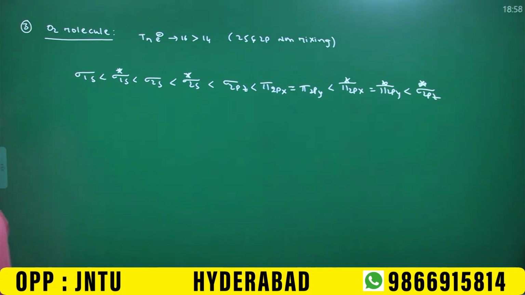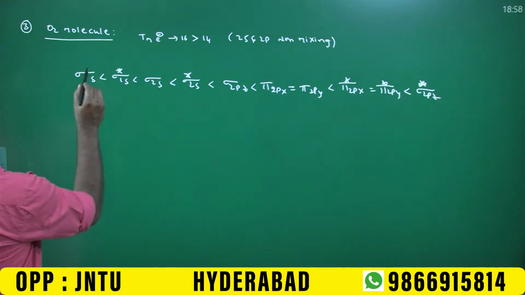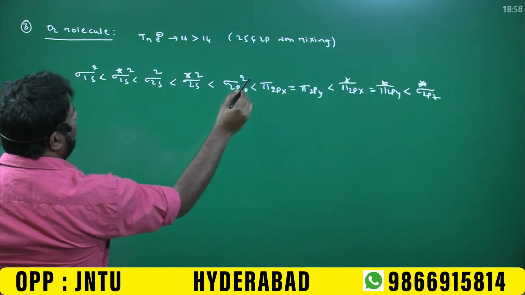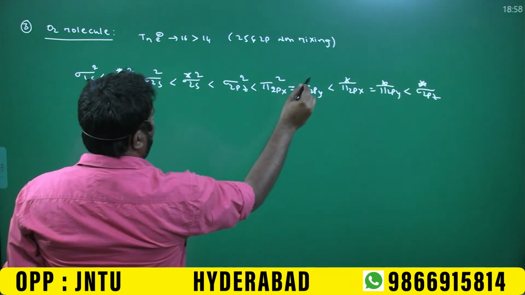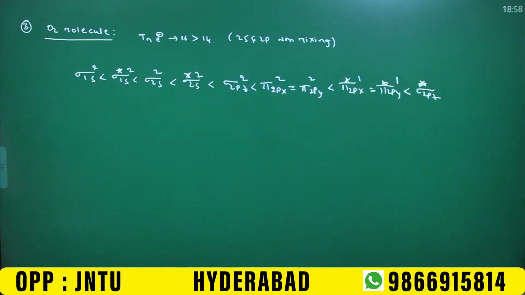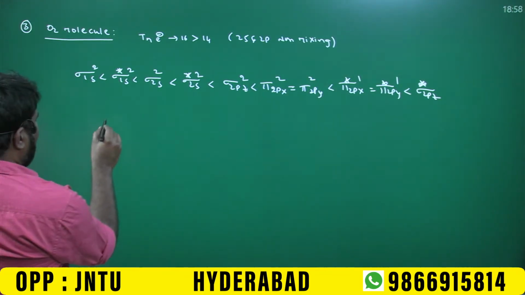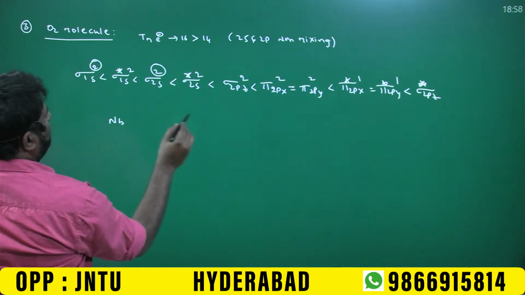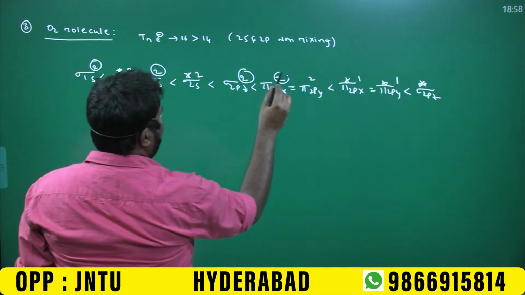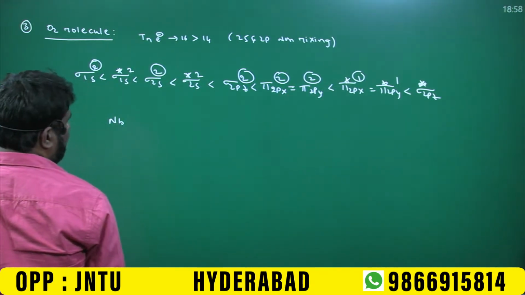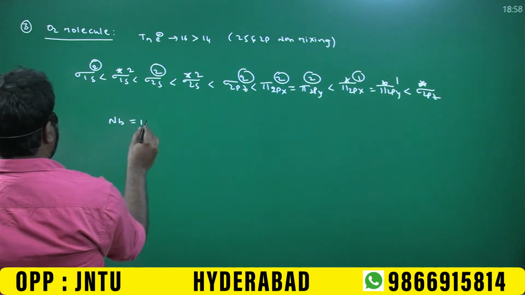Then how many electrons do we have? Total number of electrons is 16. So you can accommodate 2, 4, 6, 8, 10, 12, 14. Then 15, 16 according to Hund's rule. Coming to the number of bonding electrons, we need to calculate: 2, 4, 6, 8, 10. Number of bonding electrons is 10.